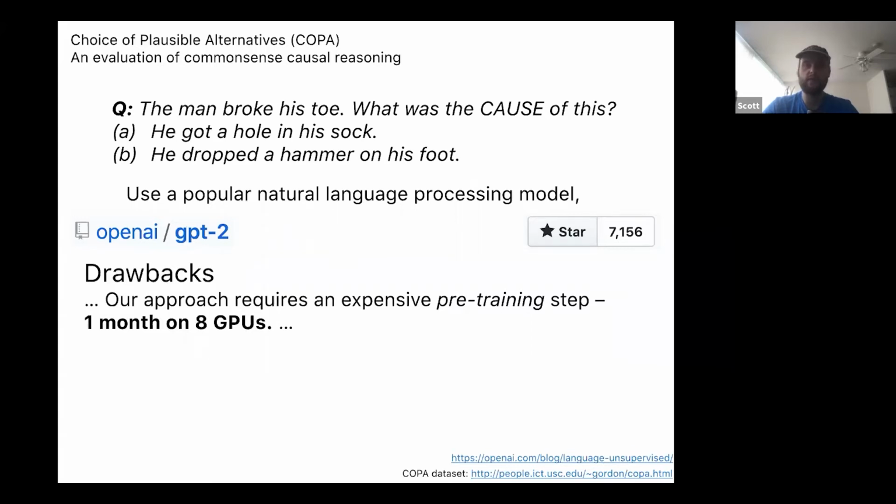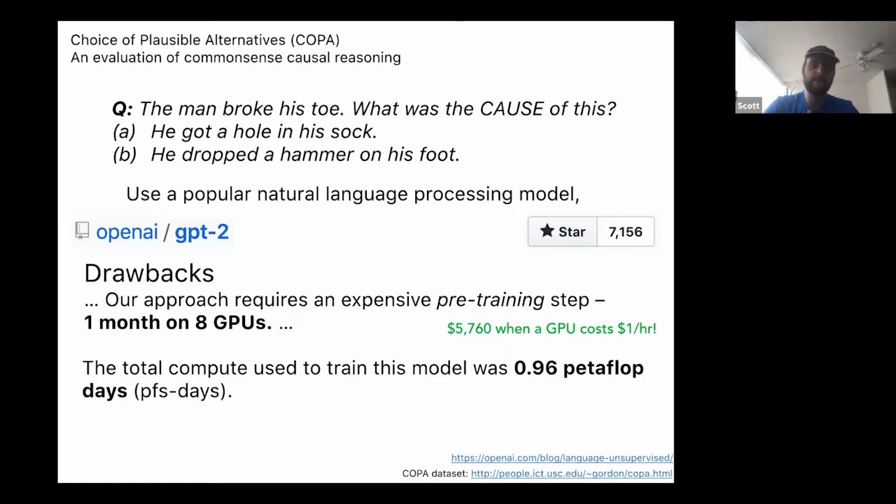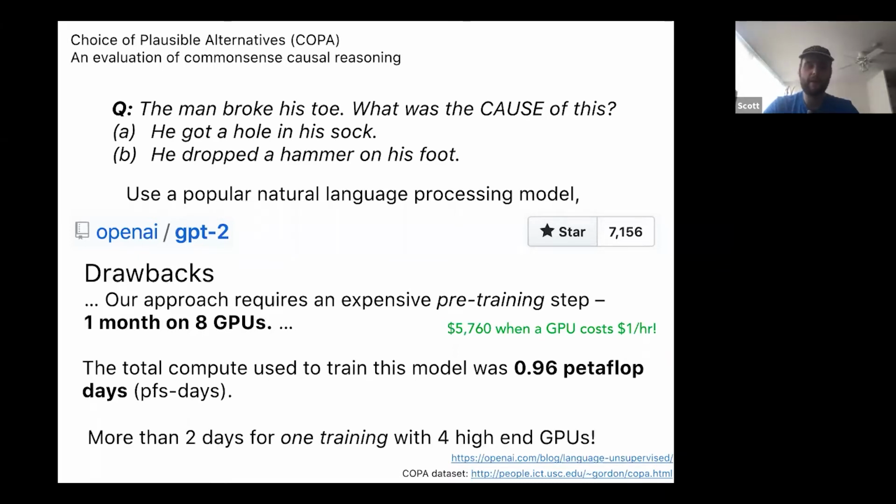Mostly it requires an expensive pre-training step, like some feature engineering that takes 1 month on 8 GPUs. That's a lot of time. That's actually a lot of money too. That's like $6,000 if you use Amazon's prices of a GPU costing $1 an hour. That's a large barrier. And additionally, the training takes pretty much a petaflop day, which if you map out to 4 high-end GPUs, is 2 days of training.